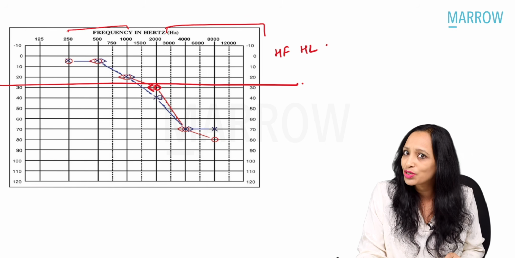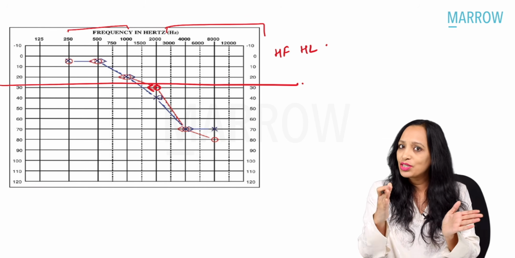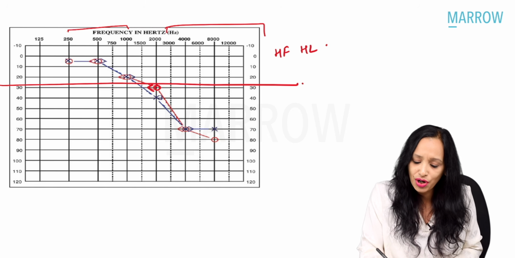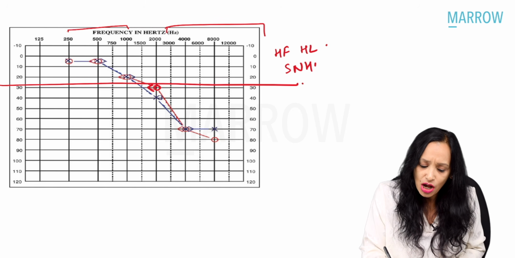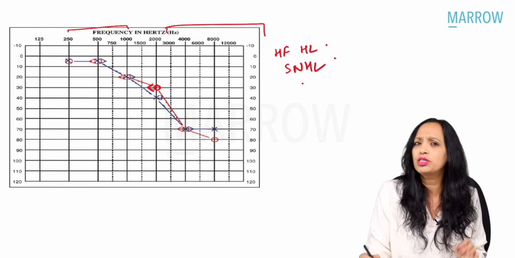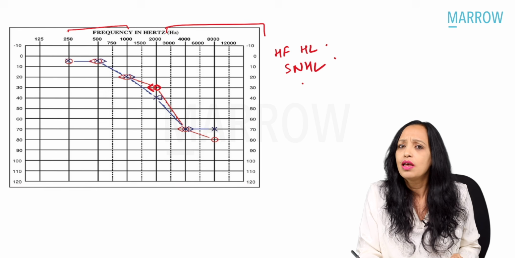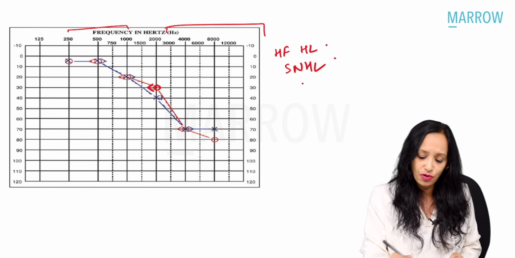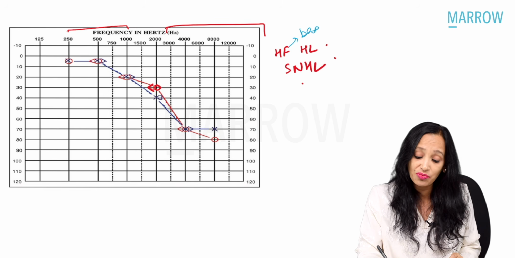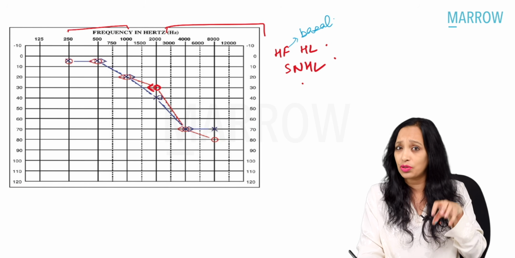Is it conductive or sensorineural? Yes, there is no AB gap, so it is a sensorineural hearing loss. High frequency sensorineural hearing loss means which turn of the cochlea is affected? Yes, the basal turn is for high frequency. And can you tell me in which condition will you see this audiogram?